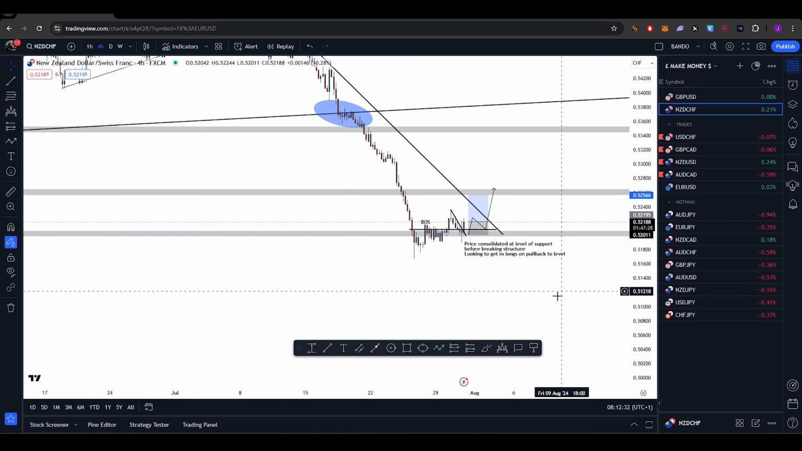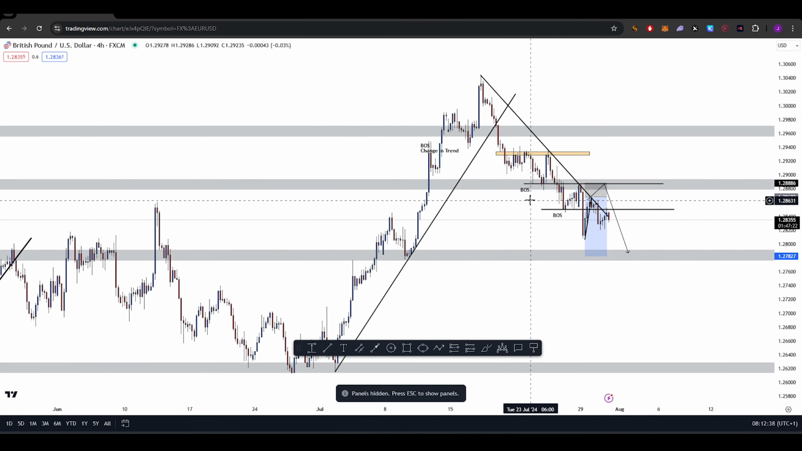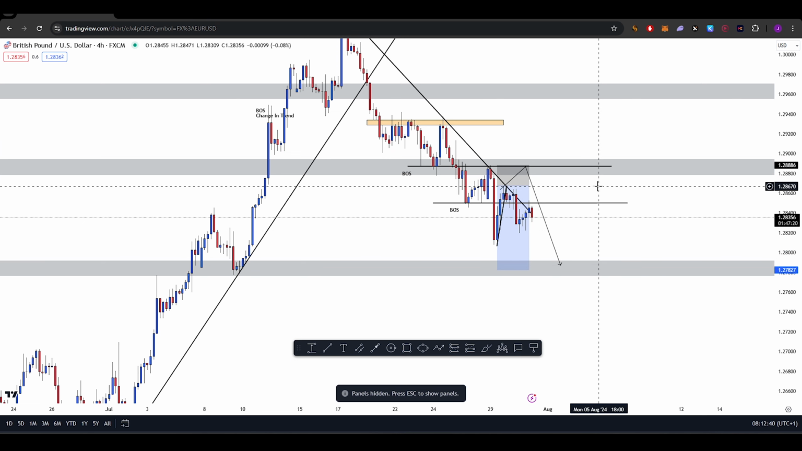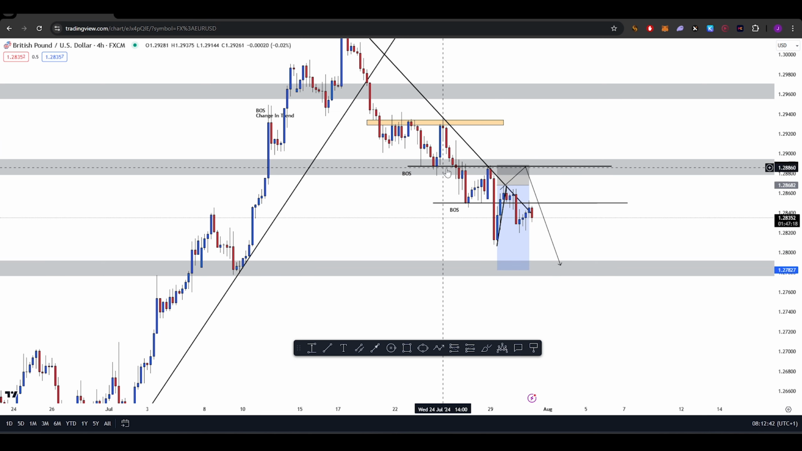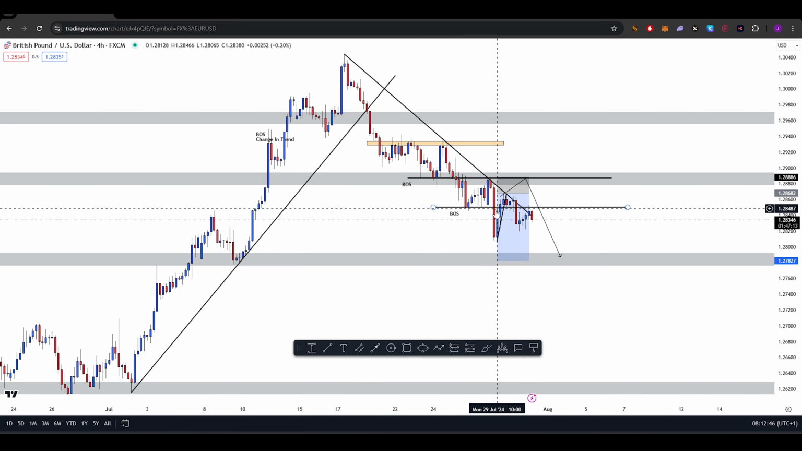Okay, back for another day. It's the 31st, Wednesday. So just to give you an update on the current positions, I've entered a new trade, which I'll show you guys in a second, but just to give you an update on this GBPUSD trade.